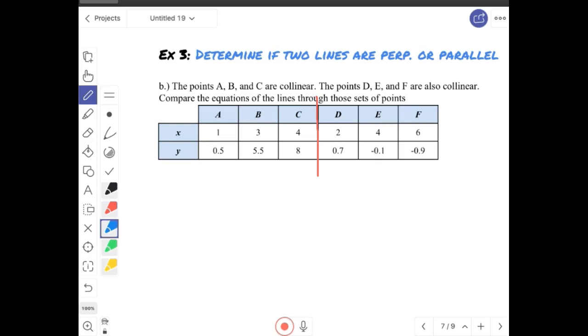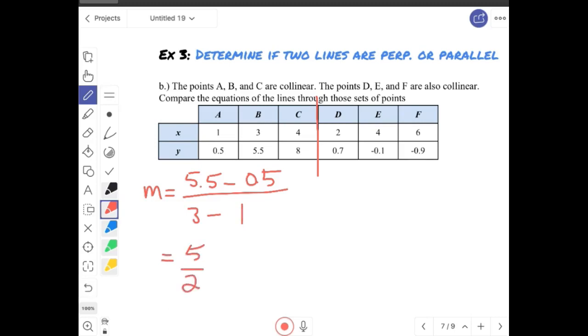So remember, when you are dealing with a table like this, we only have to pick 2 points. So for my A, B, and C, I'm actually going to pick A and B just because they both have a 0.5 and I can get rid of that. So the first thing we have to do is find our slope. And actually that's going to be the only thing that we're going to end up having to do. So I'm going to have 5.5 minus 0.5 all over 3 minus 1. So 5.5 minus 0.5 is going to be equal to 5 over 2.